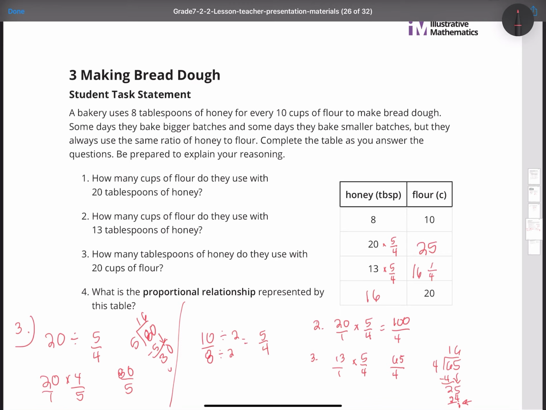So we kind of answer all the questions within one table just by completing the table. But for number 1, it says how many cups of flour? 25 cups of flour. It says how many cups of flour would you need for 13? You'll say 16 and 1/4 cups. How many tablespoons of honey would you need? You'll need 16 tablespoons.